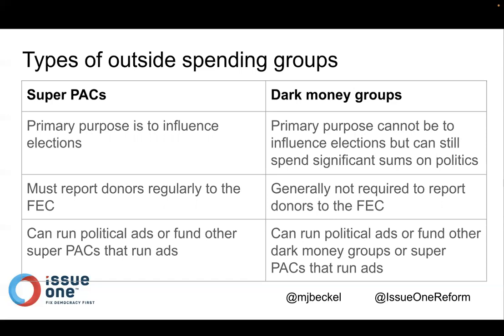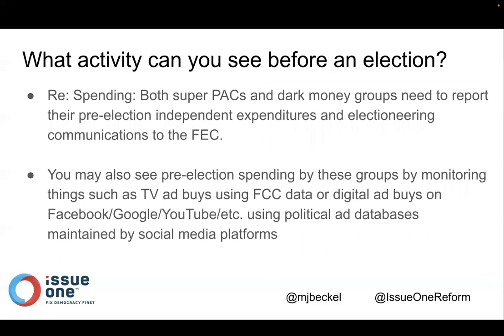So dark money groups generally are not required to report their donors to the FEC, while super PACs must regularly report their donors to the FEC. And both super PACs and dark money groups run a lot of political ads. They're allowed to run political ads or fund other groups that can run ads in turn. So those are two major categories of outside spending groups that we'll be talking about for the rest of this presentation.